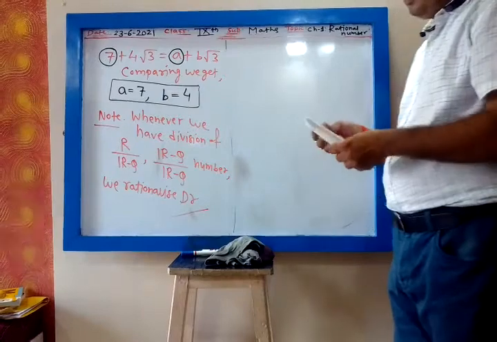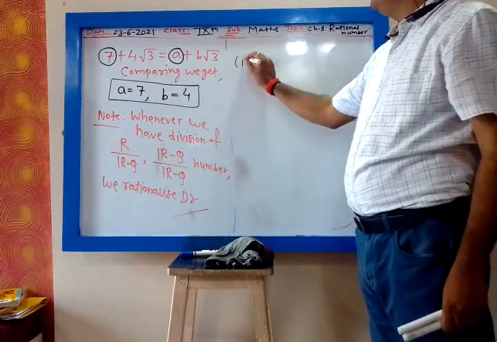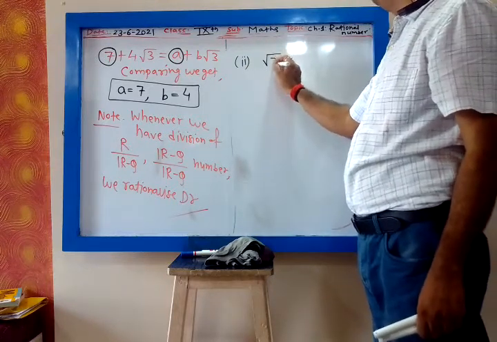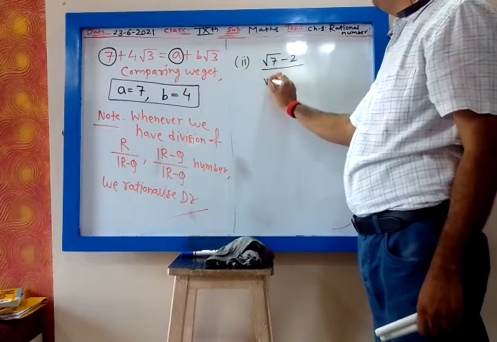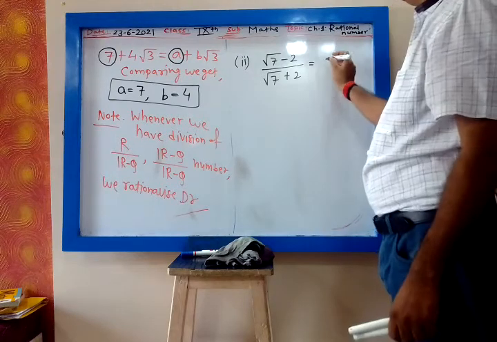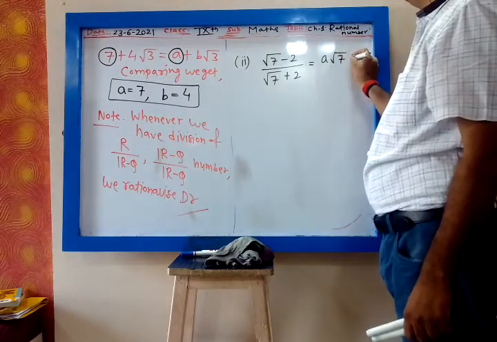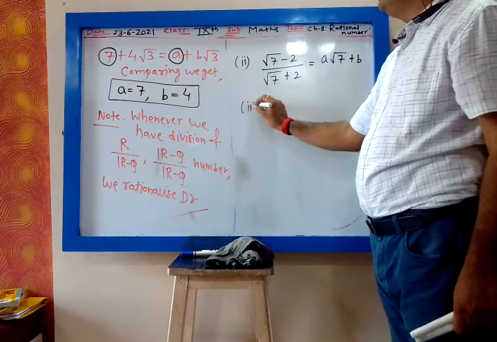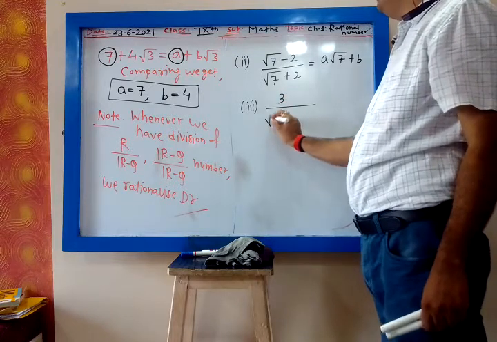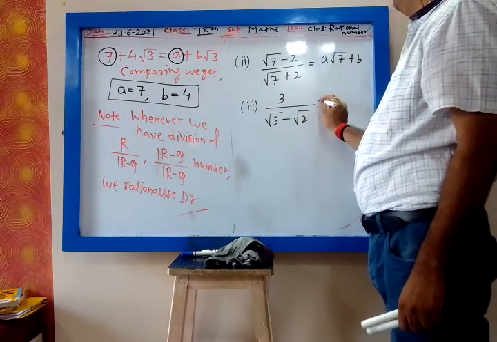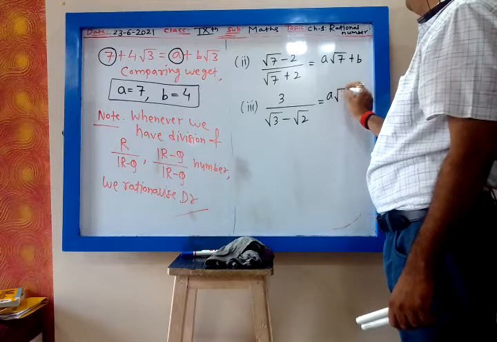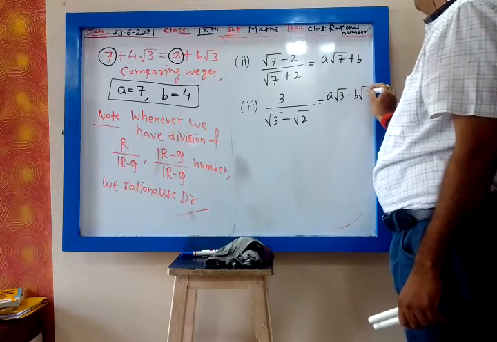Now let me list all the problems. Then you suggest which one I should solve. Second, root 7 minus 2 upon root 7 plus 2 is equal to a root 7 plus b. Then third is 3 upon root 3 minus root 2 is equal to a root 3 minus b root 2.